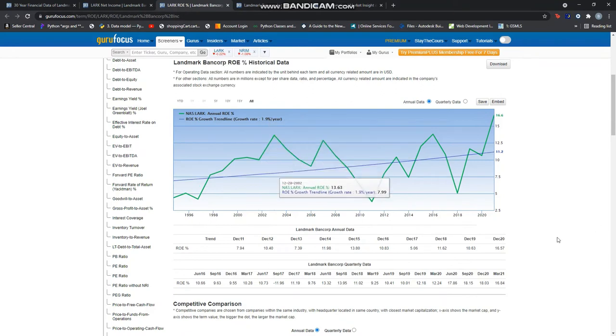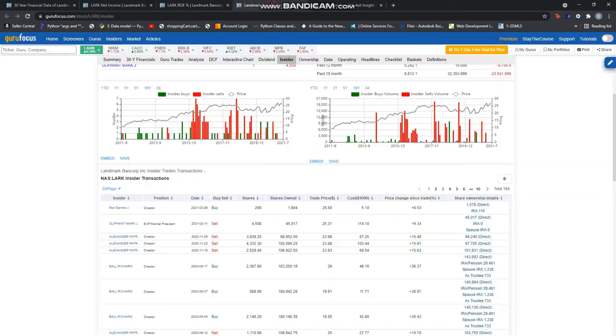Let's go over to the return on equity, and again it has remained positive from 1996 to 2020 for a total of 24 years, reaching a high of 16% as of December 2020 with a 1.9% or 2% growth rate over the course of the years.